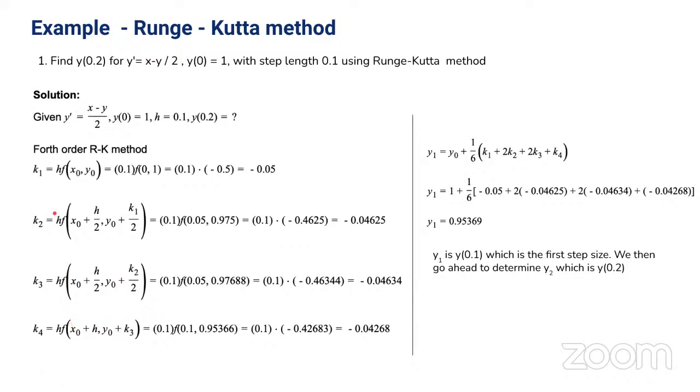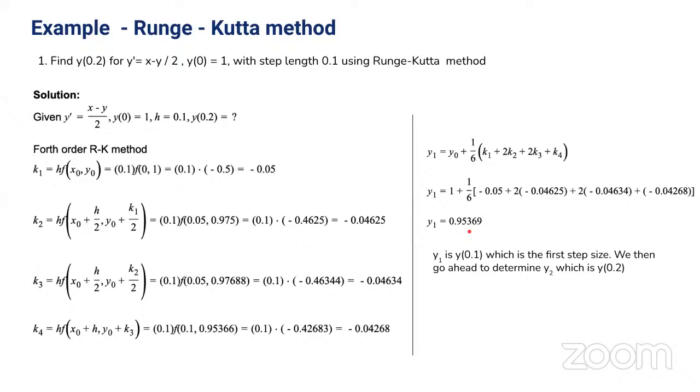When we have determined the values of K1, K2, K3, and K4, we replace them in the Runge-Kutta method here, along with all the necessary values. We know our y naught is 1, and we replace K1, K2, K3, and K4 accordingly. Remember, our step length is 0.1, so the first time we take a step, we have stepped by 0.1. Our value of y is 0.95369.